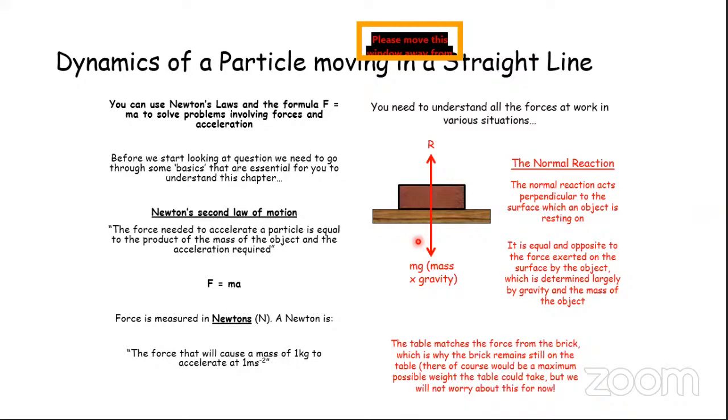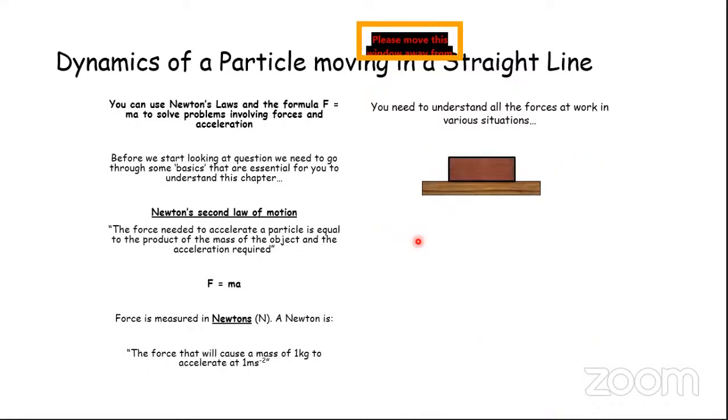So we are saying the table matches the force from the brick, which is why the brick remains still on the table. So in brackets, there is no cos. There is, of course, a maximum possible weight that could take place, but don't worry about this for now. So for now, this body here is not moving because we have not subjected it to any other forces. Then when we come again now, we also have frictional force. So what do we understand by the word friction?